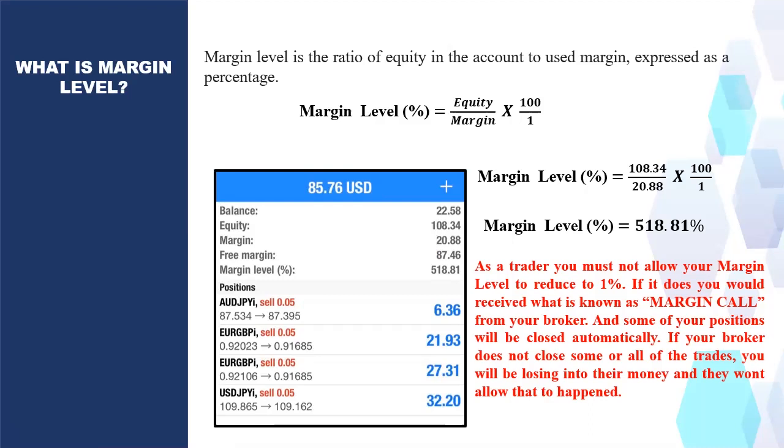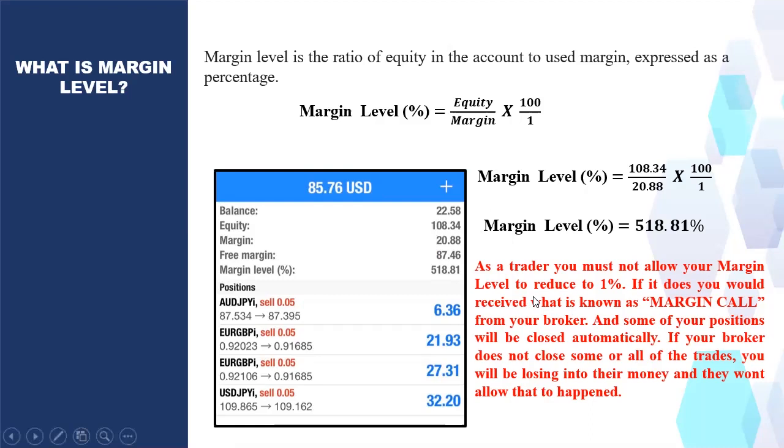So some of your positions will be closed automatically if your margin level reduces to 1%, because it means that you've lost everything remaining, just what your broker took from you to enter the position, and you can't lose that one. So it will have to close all the trades for you. If your broker does not close some or all of the trades, you would be losing into their money, and they won't allow that to happen.